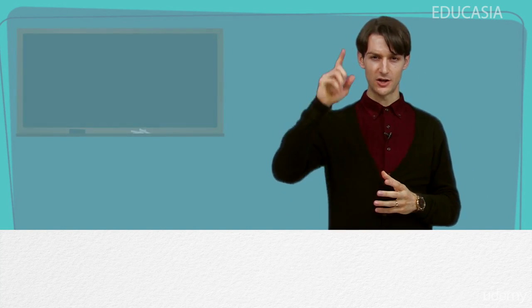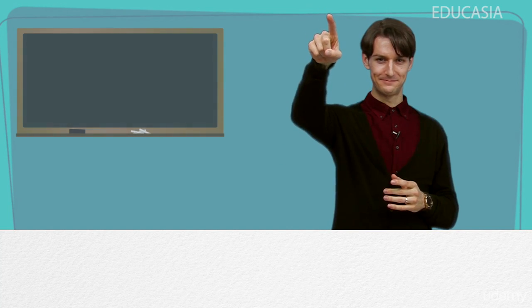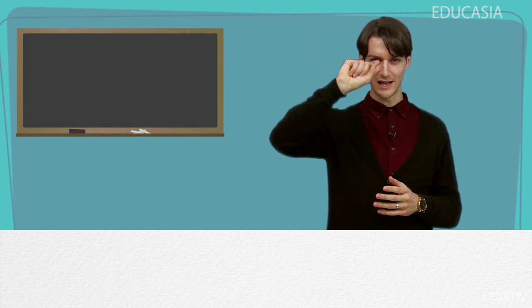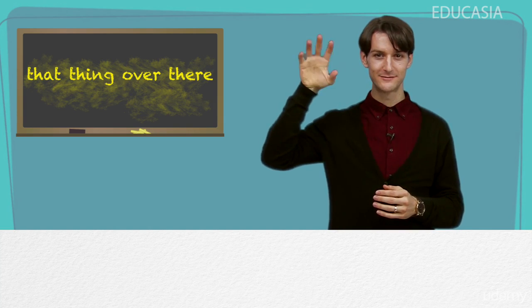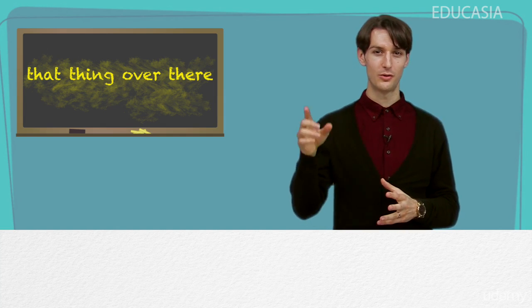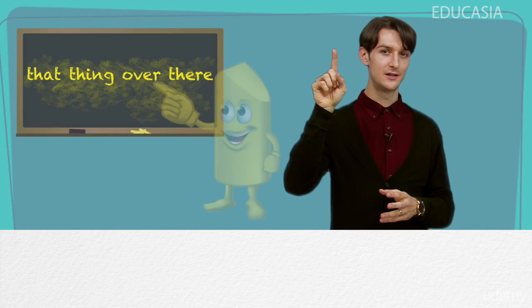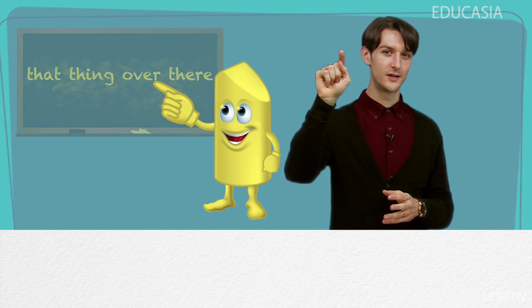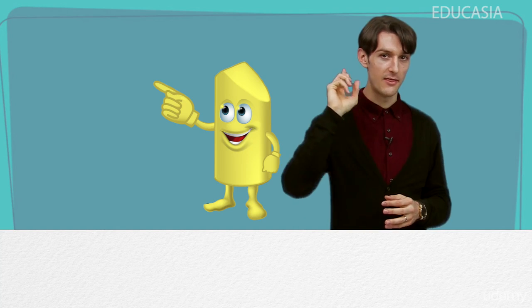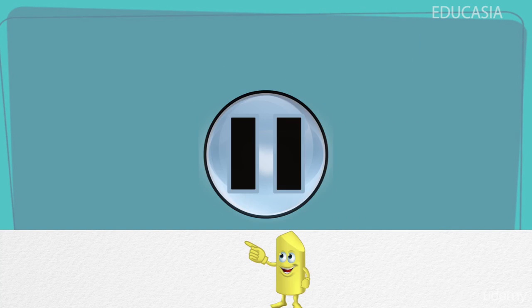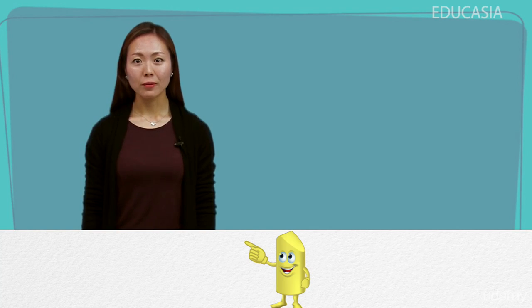Now, I want you to imagine a black chalkboard. Picture a black chalkboard in your mind. And that chalkboard is way over there. On that chalkboard, in yellow chalk, is written that thing over there on the board. Okay? So that thing over there is 저거, chalk. 저거, chalk. So how do you say that thing over there? 저거.